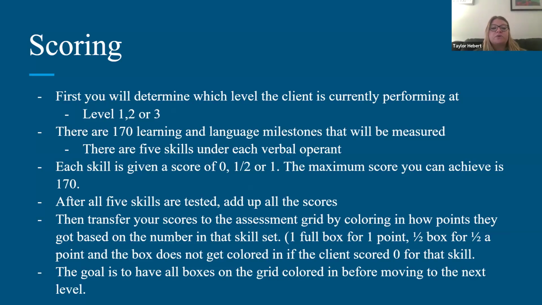Then you transfer the scores to an assessment grid by coloring in how many points they got based on the number in that skill set. For example, one full box is for 1 point, half a box is for half a point, and the box stays blank if they got a 0 for that skill. The goal is to have all of the boxes on that grid colored in before moving to the next level.